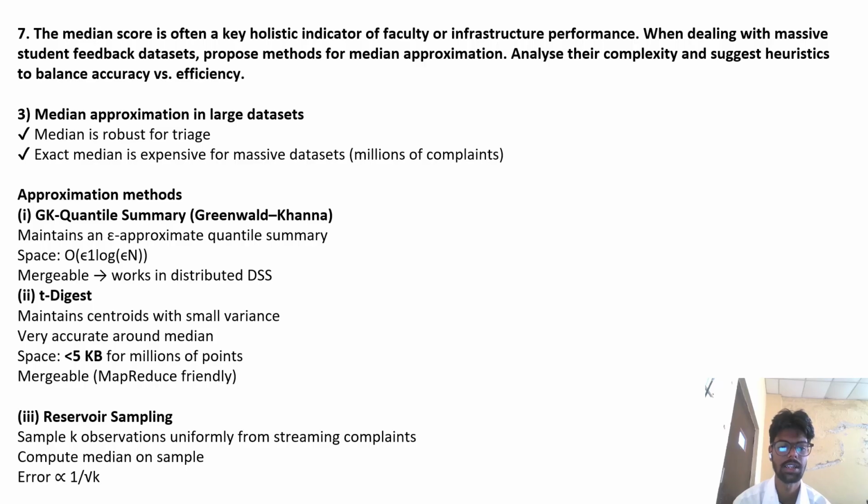Second, starting with the second one, T-Digest. This maintains centroids with a small variance, very accurate around the median. Space complexity is less than 5 KB for millions of points, and it is mergeable and MapReduce friendly.